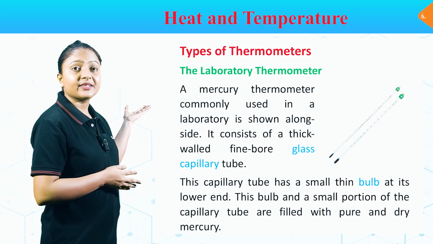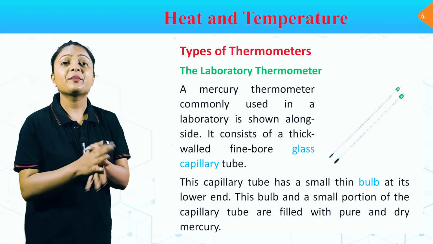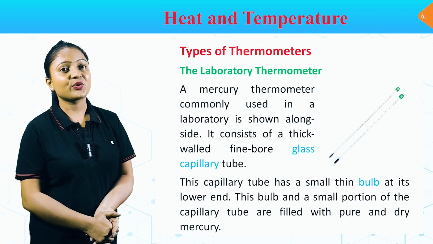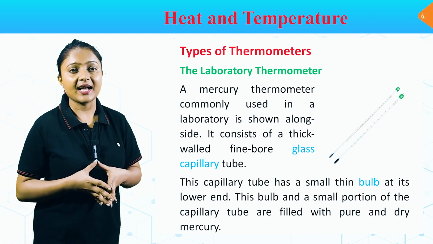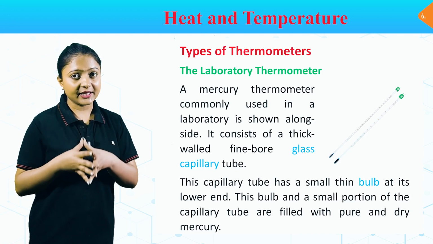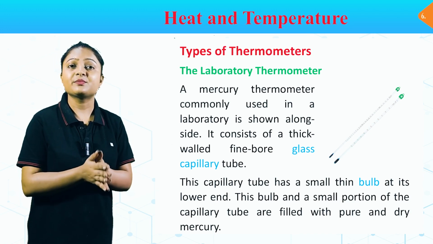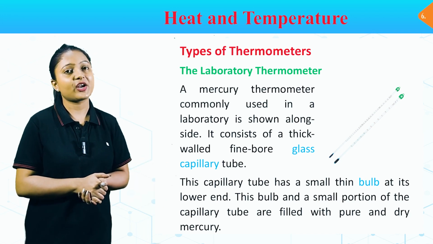Types of thermometers. First, the laboratory thermometer. A mercury thermometer commonly used in a laboratory is shown alongside. It consists of a thick-walled fine-bore glass capillary tube. This capillary tube has a small thin bulb at its lower end. This bulb and a small portion of the capillary tube are filled with pure and dry mercury.